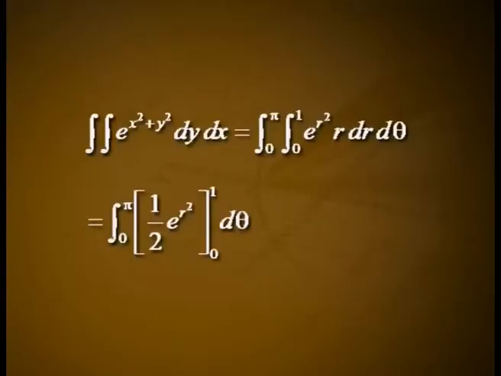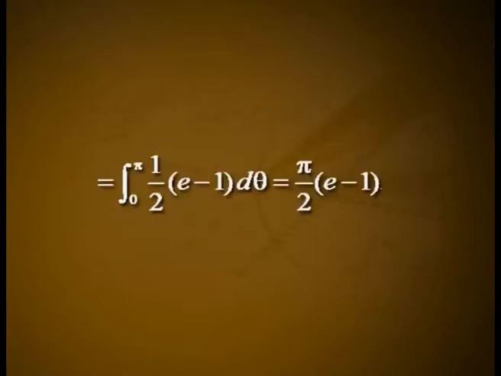Polar coordinates help us. Substituting x = r cos θ, y = r sin θ and replacing dy dx by r dr dθ and using the system of inequalities in polar variables for the given region, the Cartesian integral becomes double integral of e^(x²+y²) dy dx equal to ∫ from 0 to π ∫ from 0 to 1 of e^(r²) r dr dθ, that is equal to ∫ from 0 to π of 1/2 times e^(r²) over the limits 0 to 1 dθ, that is equal to ∫ from 0 to π of 1/2 (e − 1) dθ, that is equal to π/2 times (e − 1).